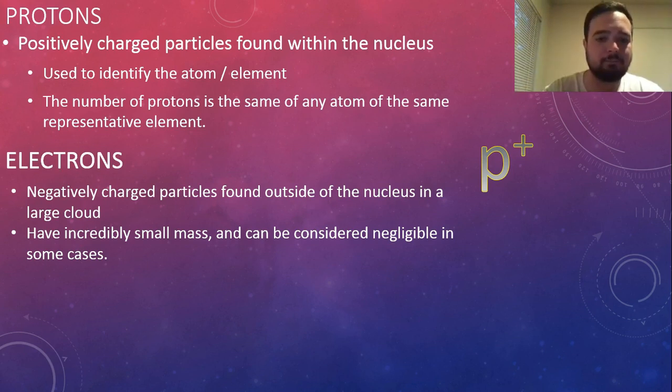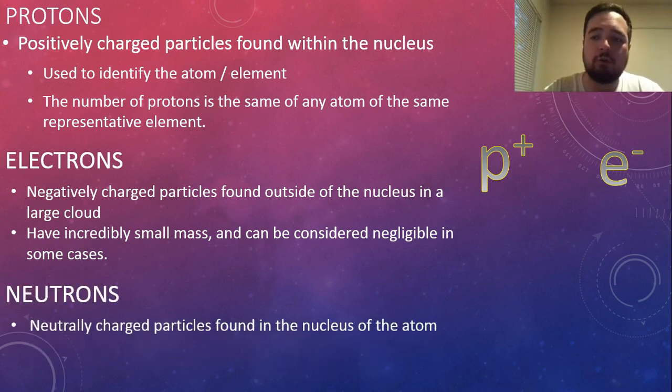Typically, for electrons, you'll see a lot of me doing this too, since electrons can kind of go from place to place, a little lowercase e with a negative as a superscript. So again, it's just e representing electron, negative meaning a negative charge.